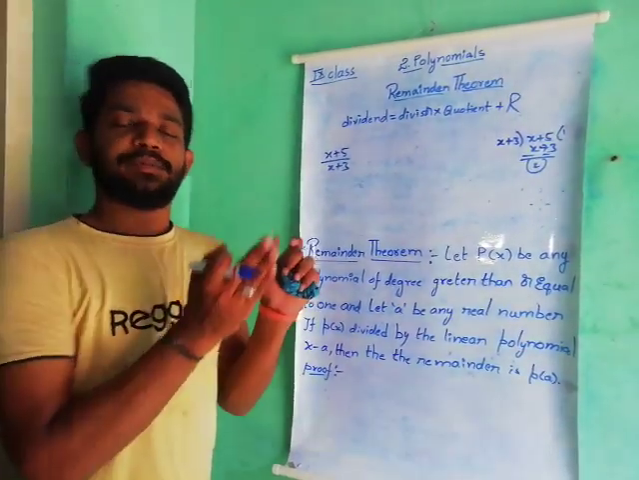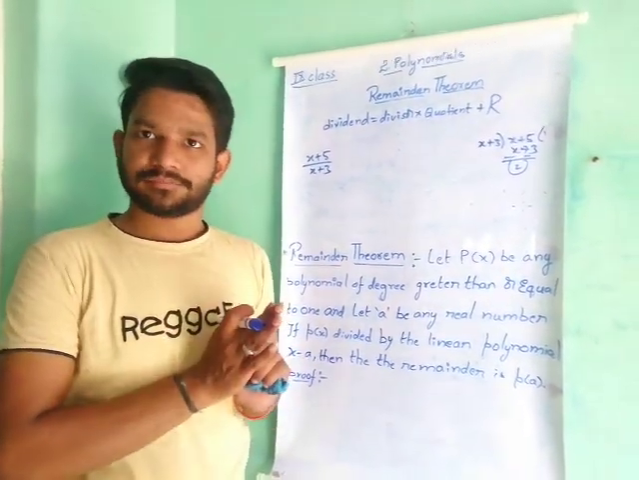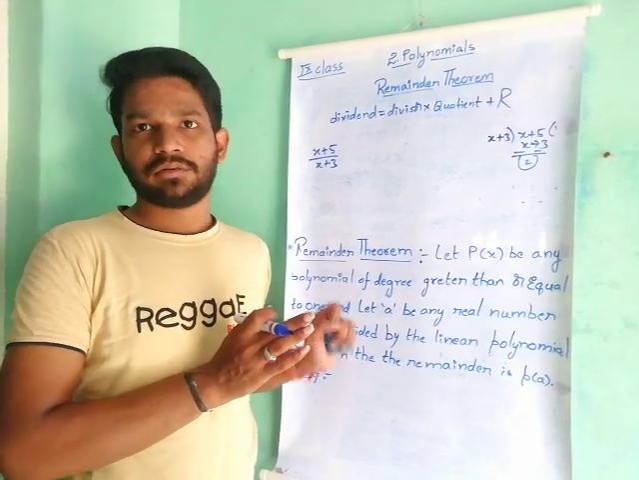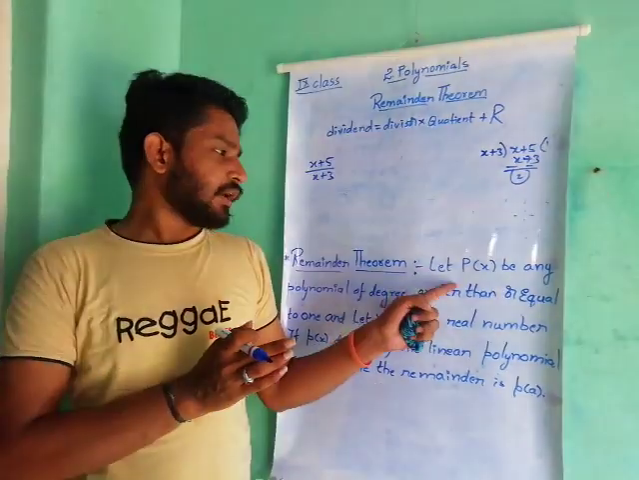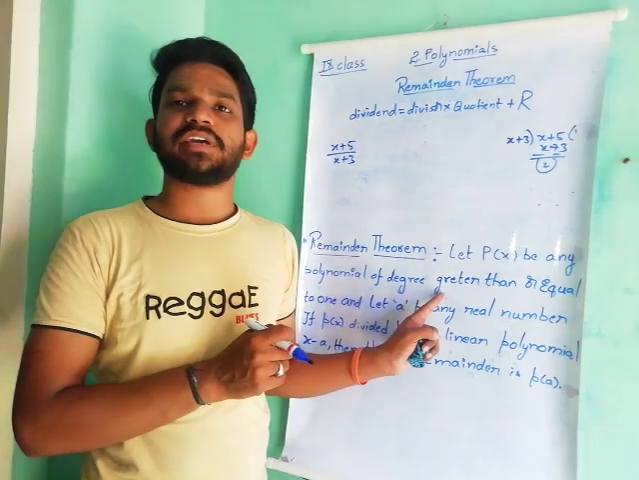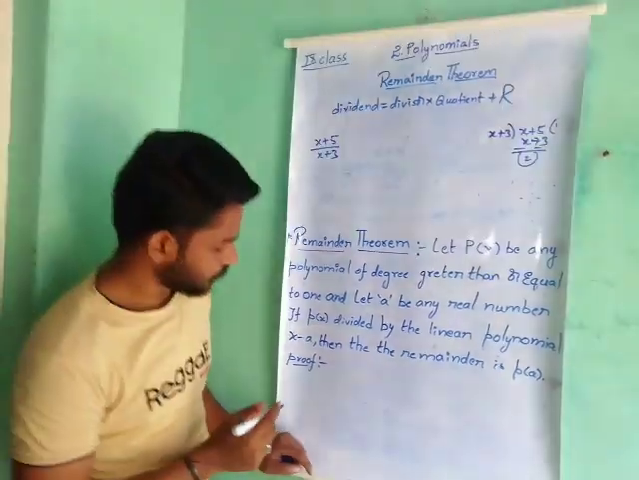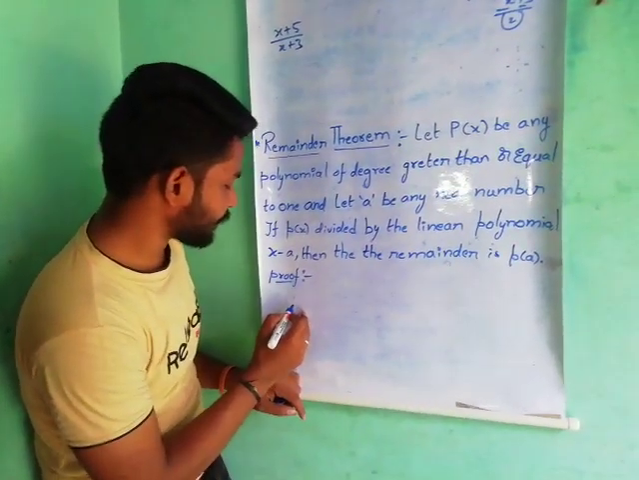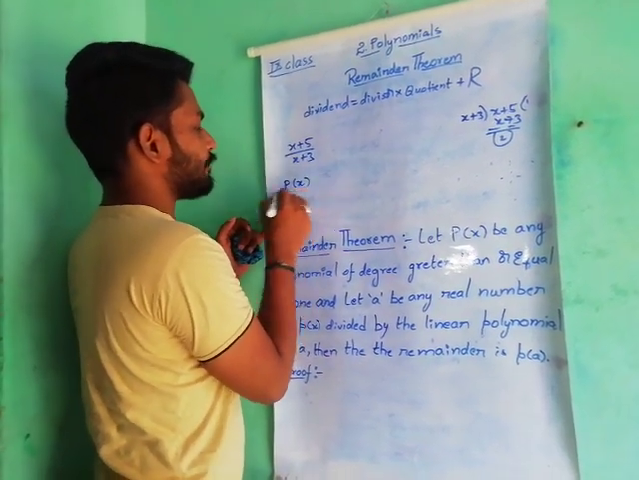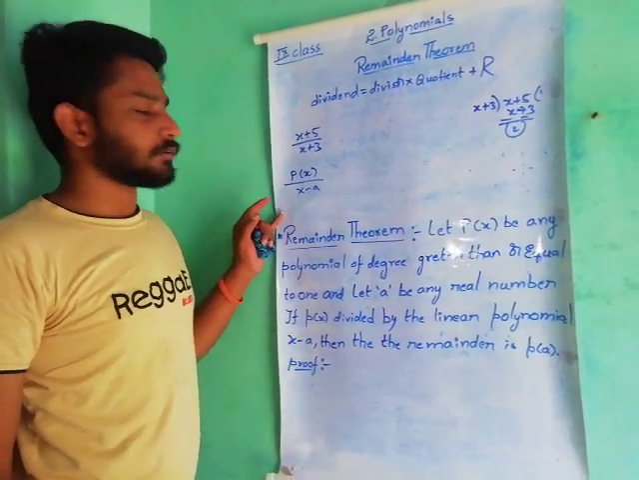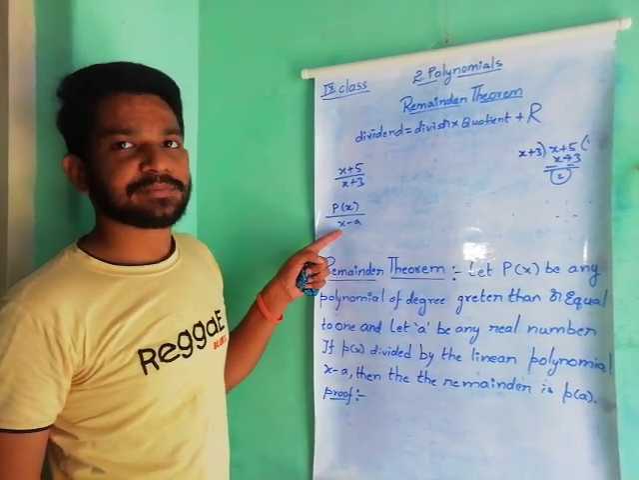The simple one: if P of x is divided by x minus a, then P of a is the remainder. This is the major thing of this remainder theorem. Okay? But what are the necessary conditions here? P of x can be any polynomial, its degree must be greater than or equal to 1, and a is a real number. So what does the statement say? P of x divided by x minus a. For example, if P of x is divided by x minus a, the remainder is P of a.